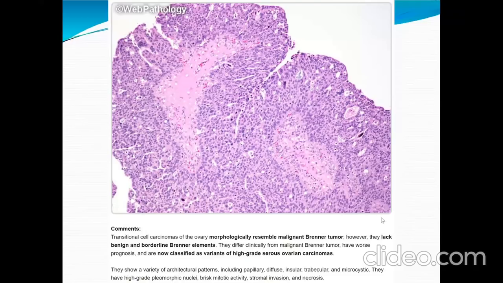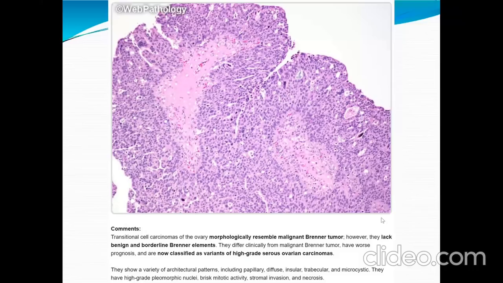For the benign and the borderline, we can simply call it benign Brenner tumor or borderline Brenner tumor. But when we are talking about the malignant counterpart, there are two distinct nomenclatures. One is malignant Brenner tumor, and another is transitional cell carcinoma of the ovary.